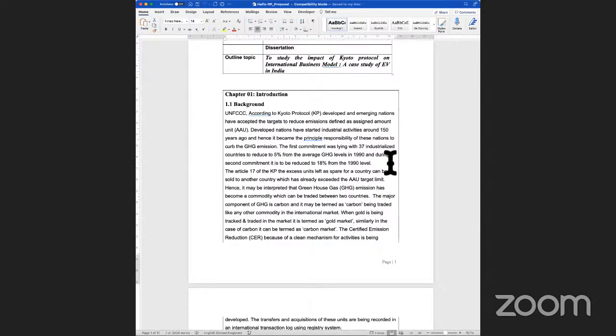What we have looked at is this was the meeting which was held in Japan. And then in the 1990s, in the early 2000s, when this meeting had happened, this was termed as the Kyoto Protocol. So just that background.